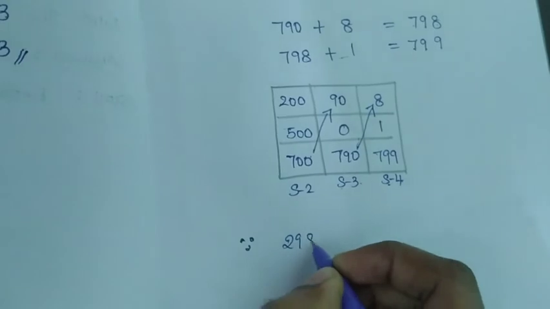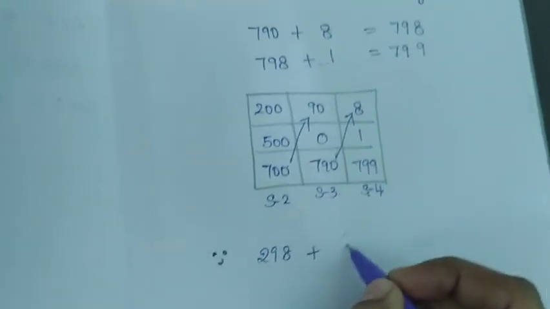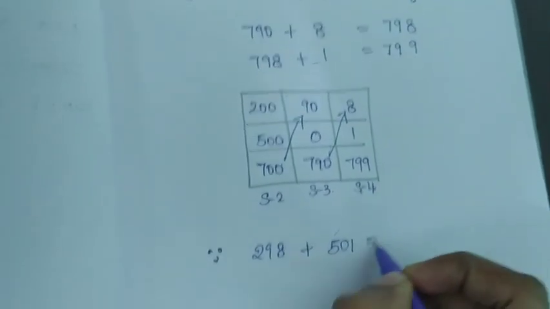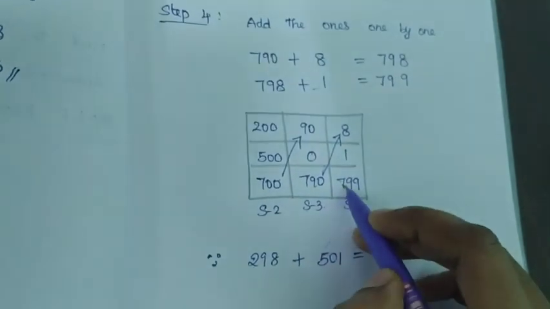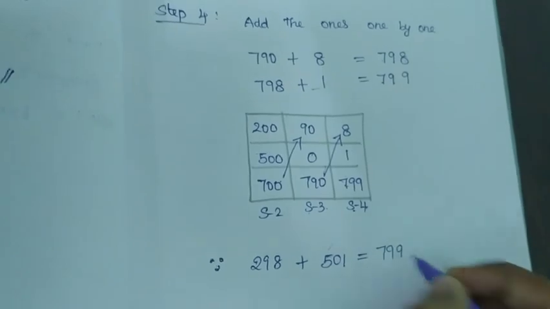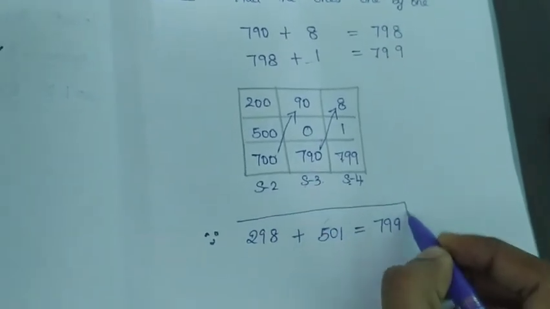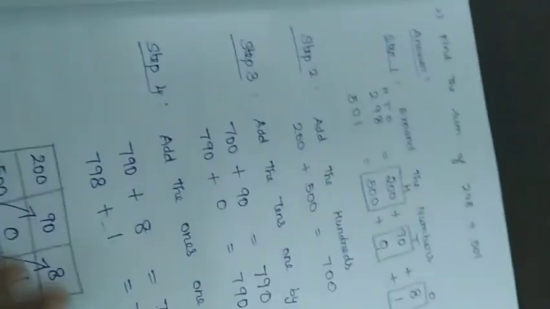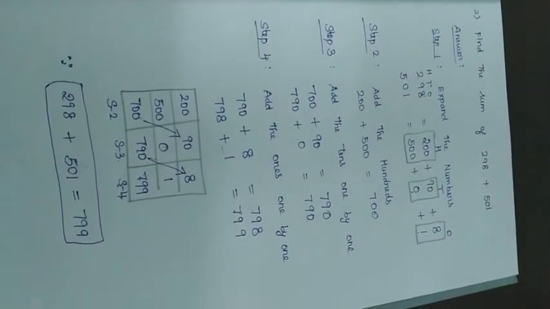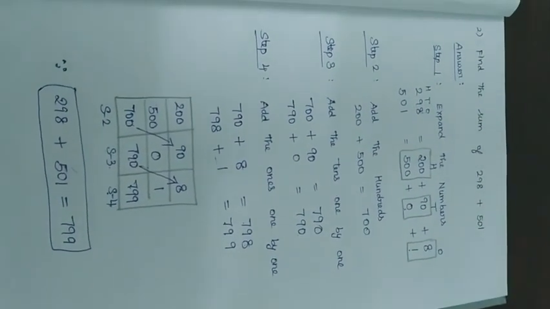Now we want to write the final answer. First write the question. Okay. 298 plus 501 equal to, what is the final answer, ma? 799. So write the final answer, it is a must. That's all. Like the same way you want to write the steps for all the sums. Okay, understand, amma? Thank you.